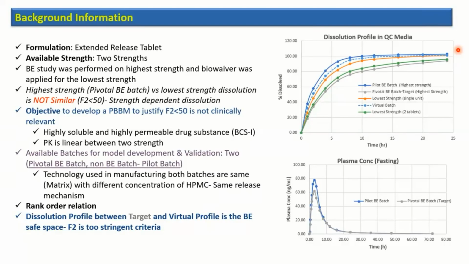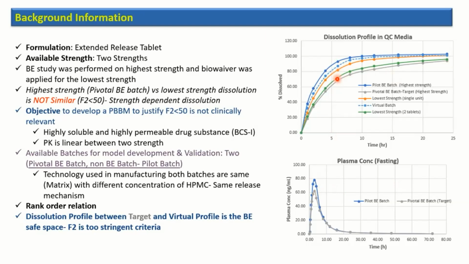So the PBPK model was developed and validated with the two test batches. One of the test batches is basically the pivotal biobatch data, and the other is the faster release batch, which is the pilot biobatch data. You see the dissolution profile of those batches: the faster release and the slower release in vitro produce the faster release and slower release in vivo. So that is establishing the rank order correlation.